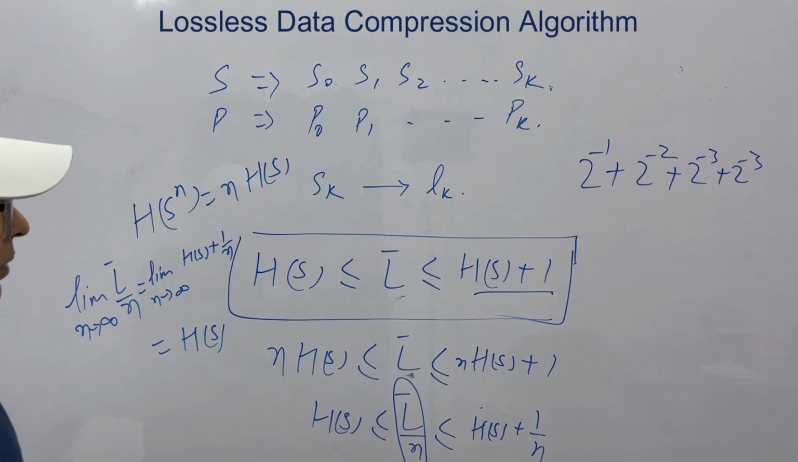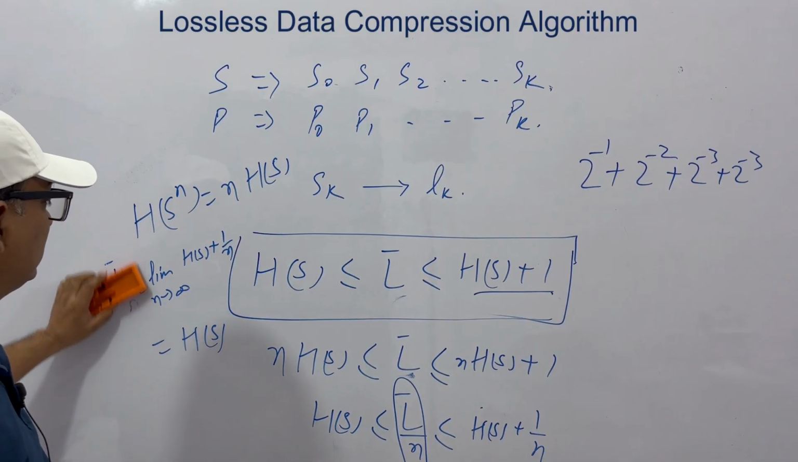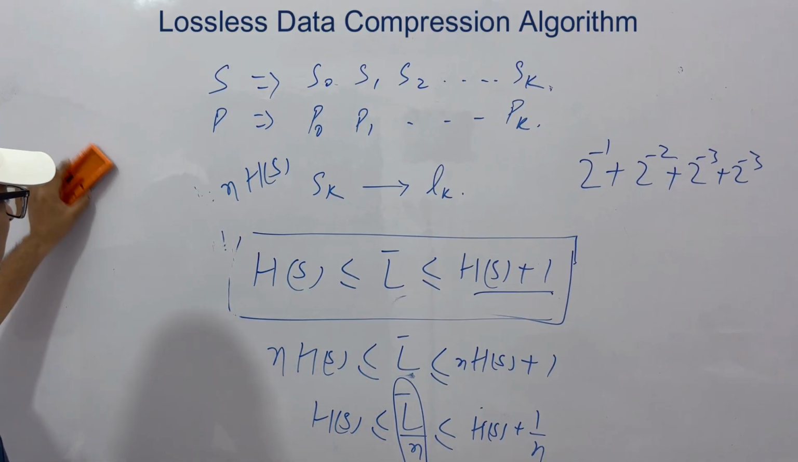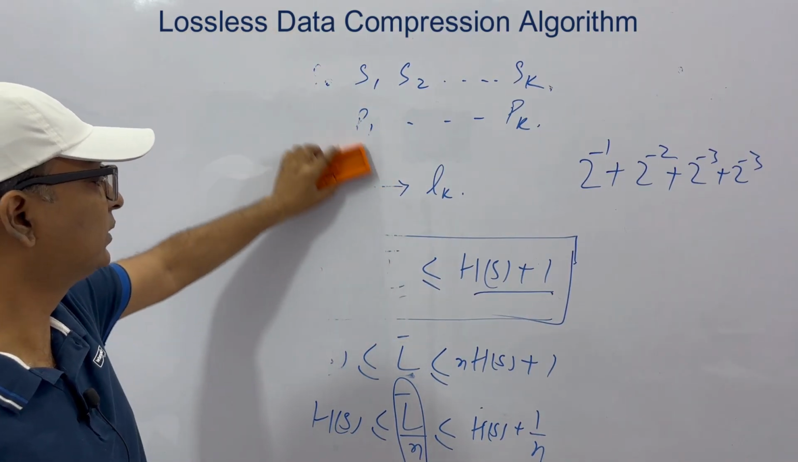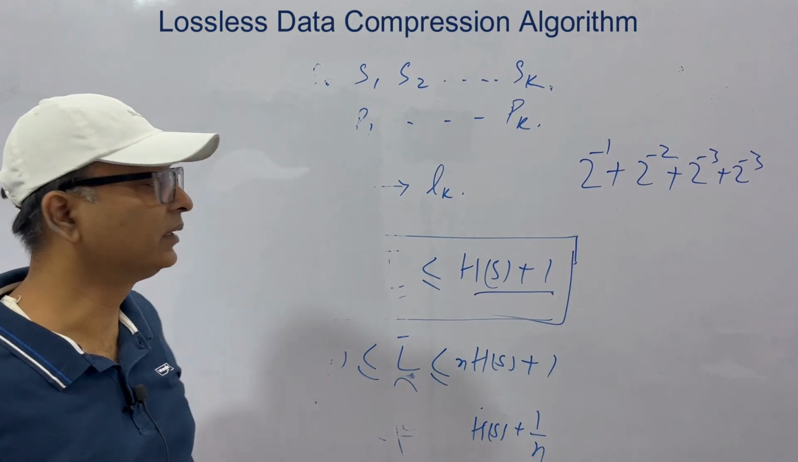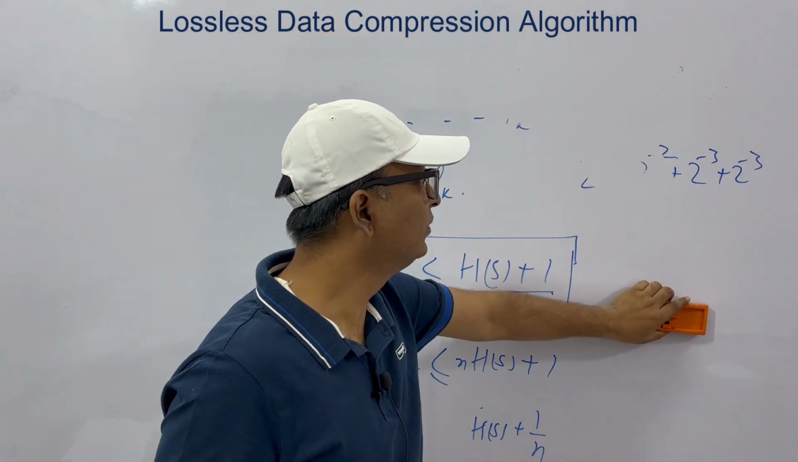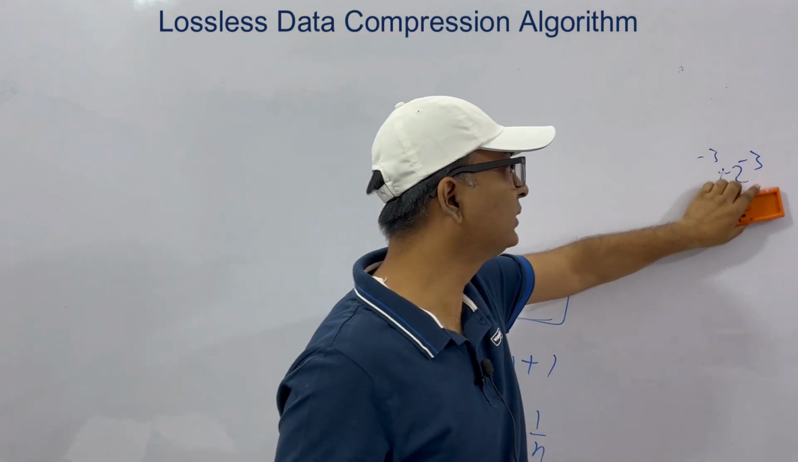Okay, now from here we saw what prefix coding is. Now we'll see one of the most important types of coding, which is called Huffman coding. It is an algorithm which is very important. Let's understand what Huffman coding is.